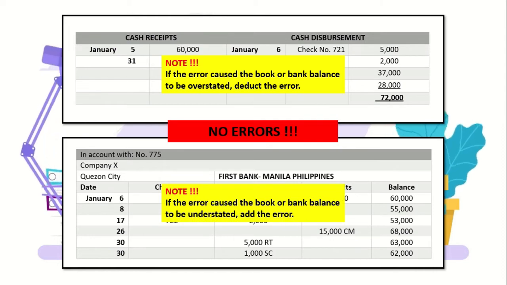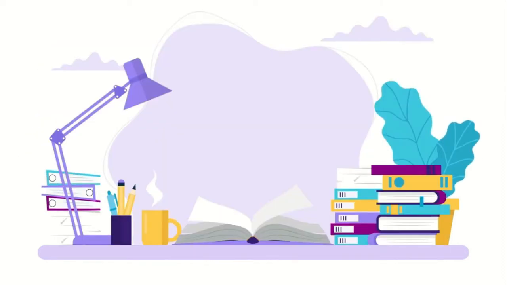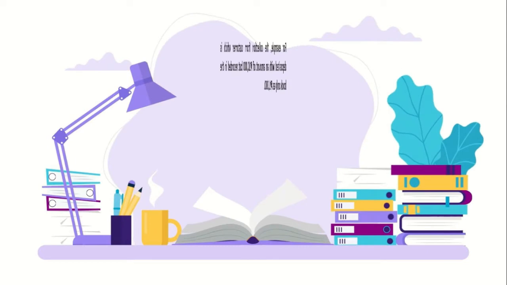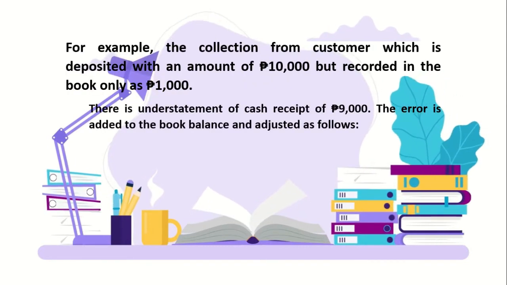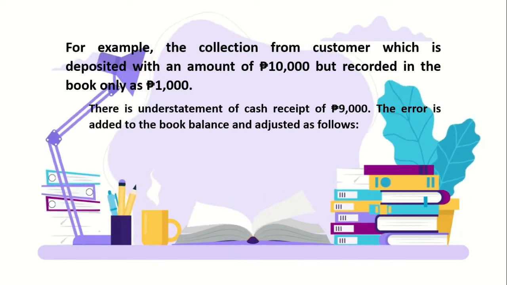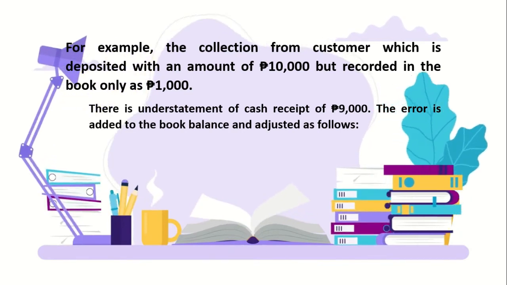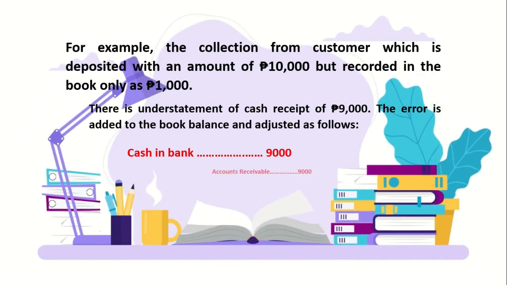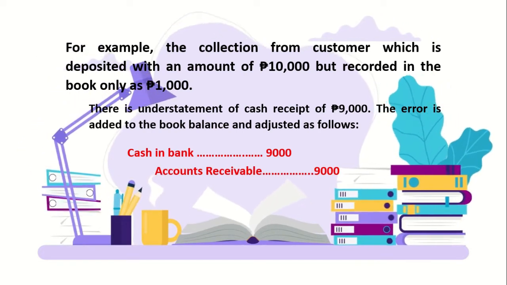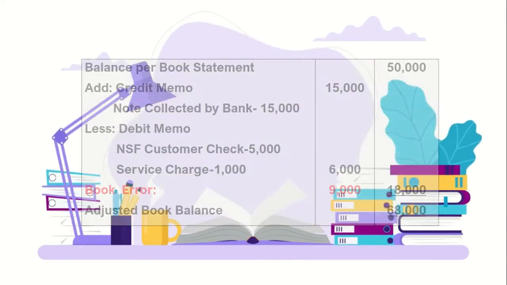For example, a collection from a customer is deposited with an amount of 10,000 but recorded in the books only as 1,000. There is an understatement of cash receipts of 9,000. The error is added to the book balance and adjusted as follows. Debit, cash in bank 9,000. Credit, accounts receivable 9,000. Again, in the illustrative problem there are no errors committed.